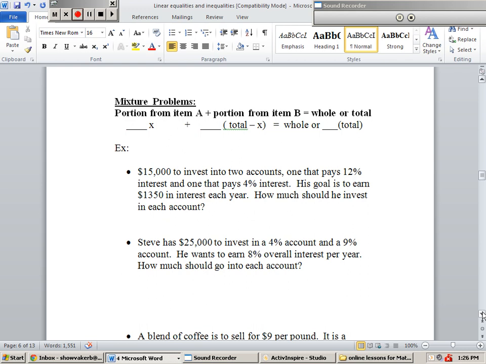$15,000 is going to be invested into two accounts. One pays 12% interest and one pays 4% interest. His goal is to earn $1,350 in interest each year. How much should he invest in each account?